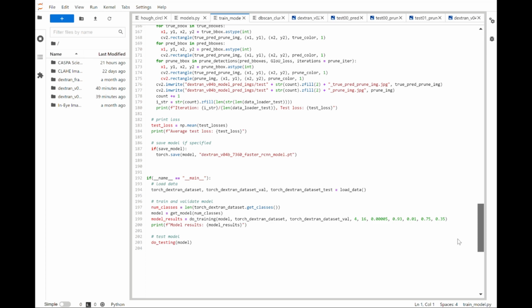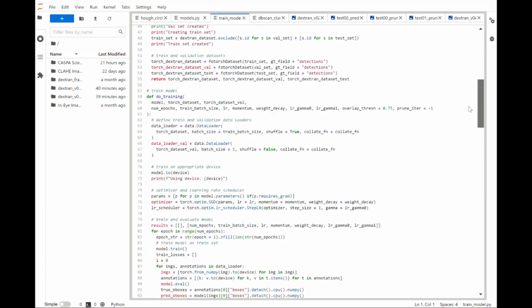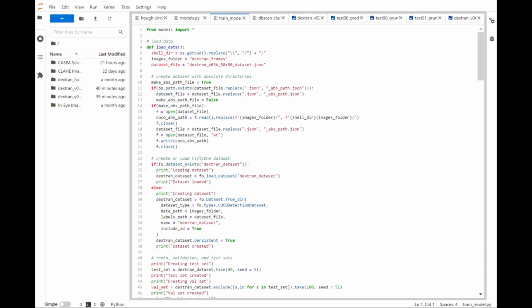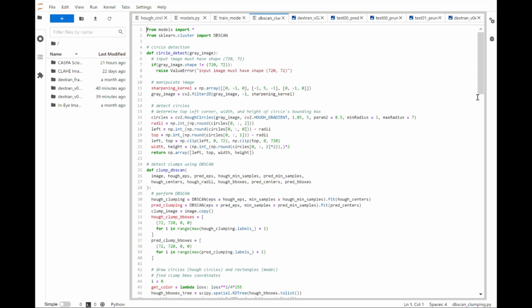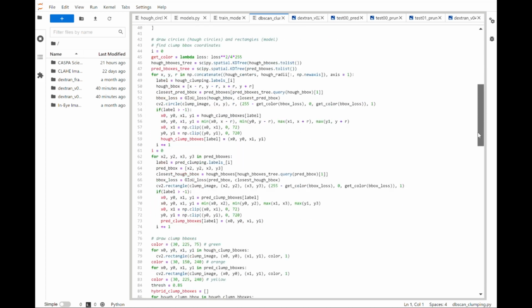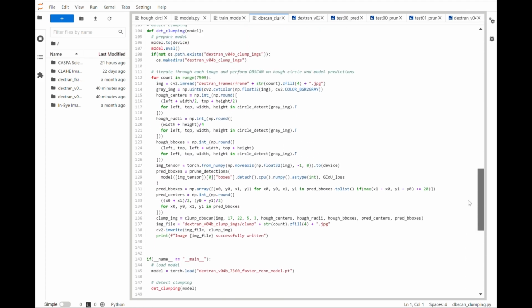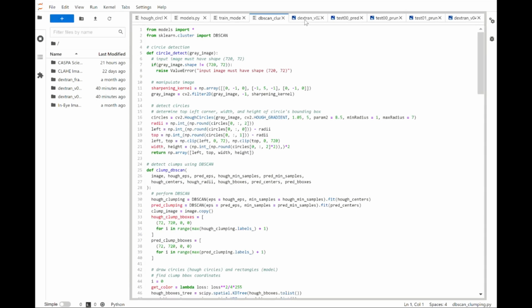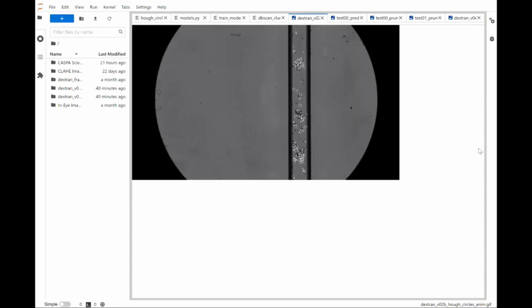Okay, now both Hough circles and the model are complete. The last file combines algorithm and model, then uses DBSCAN to find clumping. Here are some of my results. This is the result from Hough circles, and of course it can be seen. It is quite nice. Most of the blood cells are detected very accurately.